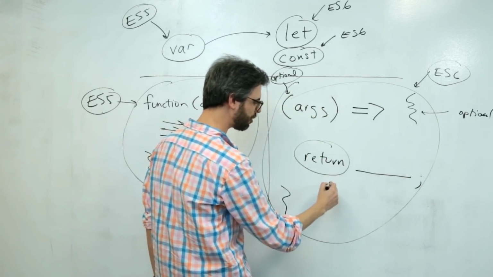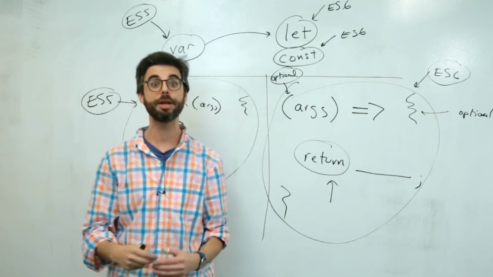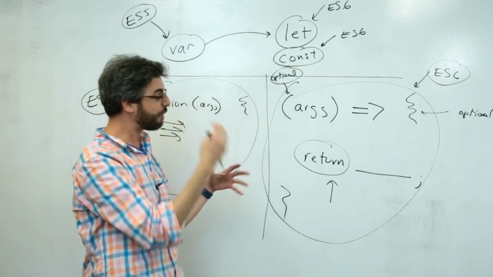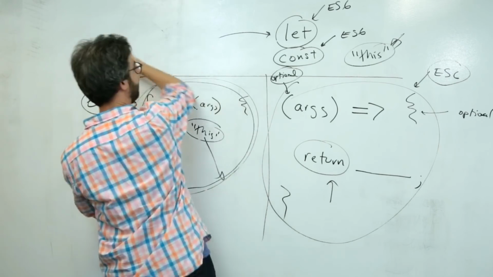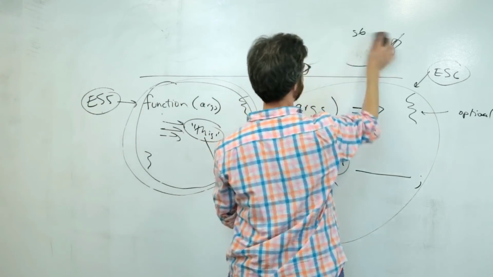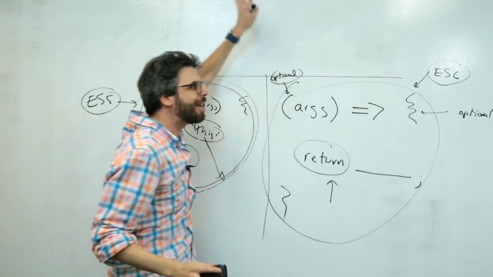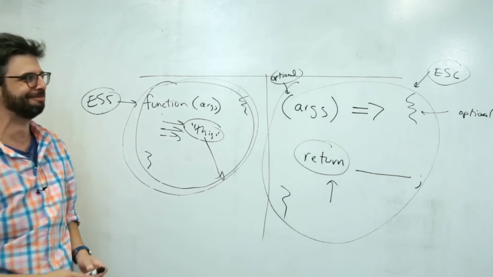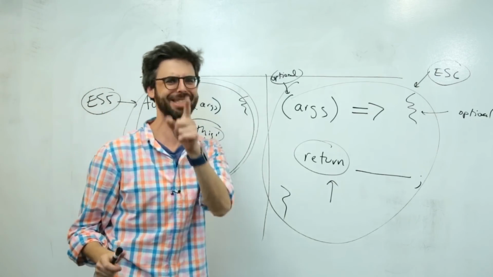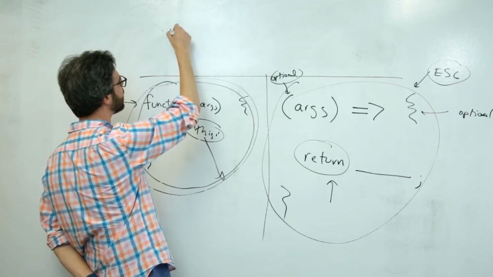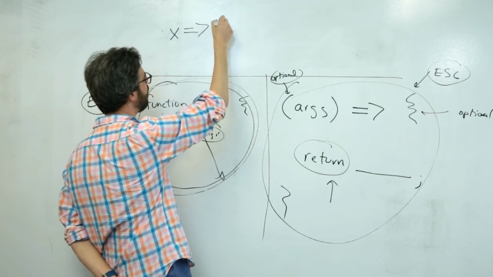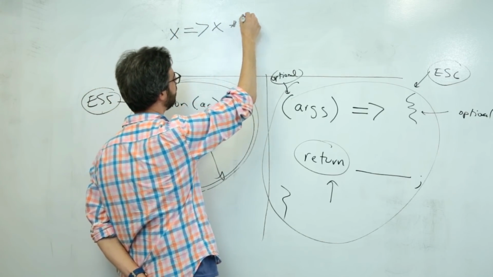This return statement can in fact be optional or implicit. It can just be assumed that it's there, that you're going to return something. And eventually we can write things that look like this: x arrow x times 2.